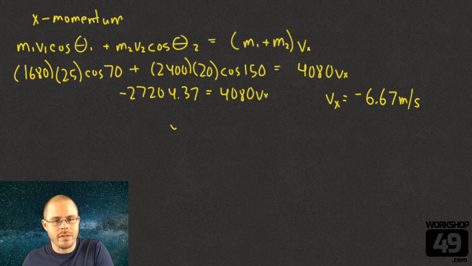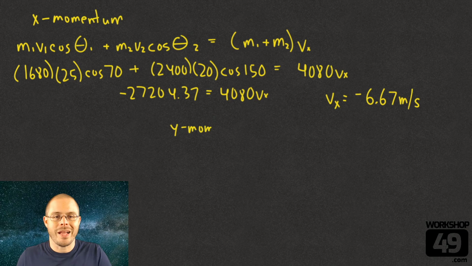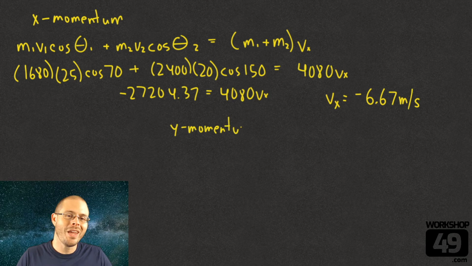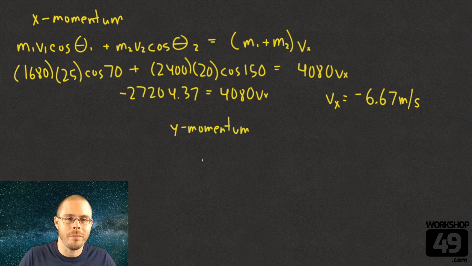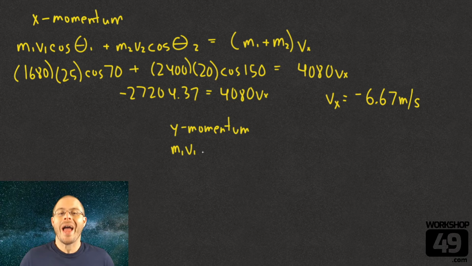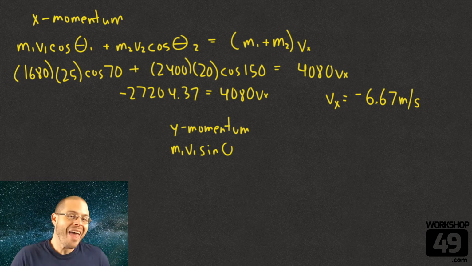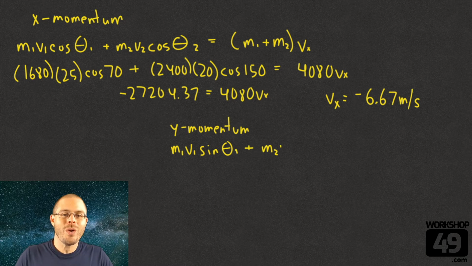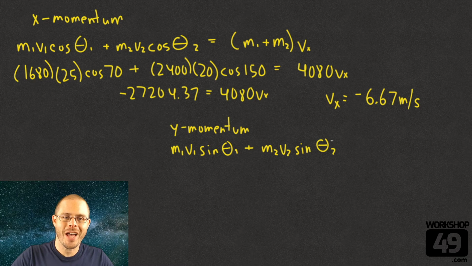We're going to the west. We're sliding to the west. That's what that negative means. Now let's go ahead and do our y momentum. Like I said, in 2D momentum problems, you have to do your x momentum, and then you have to do your y momentum. You need both of them. But the equation's almost identical. We just swap cosines for sines.